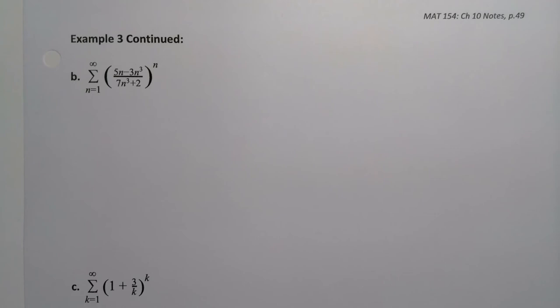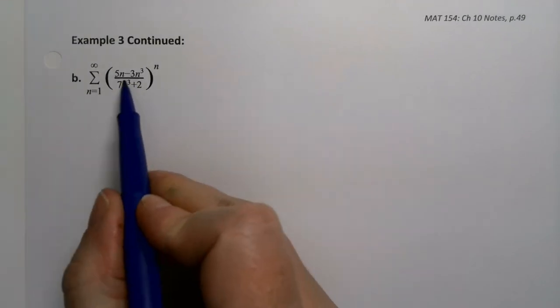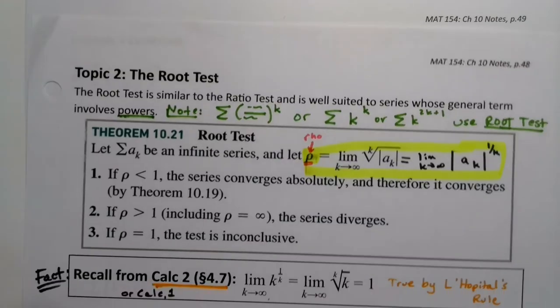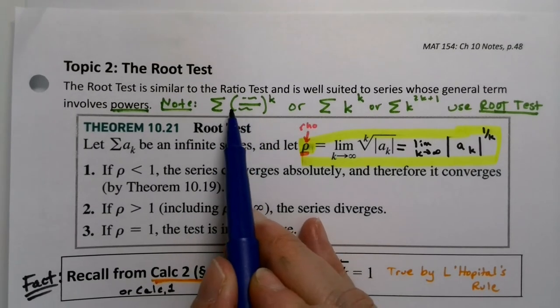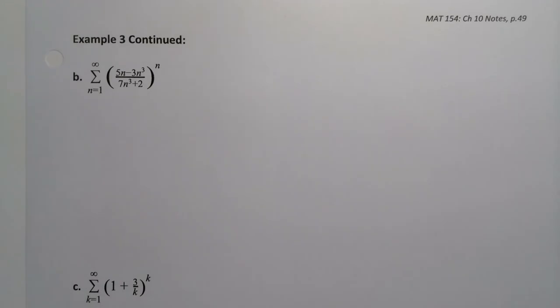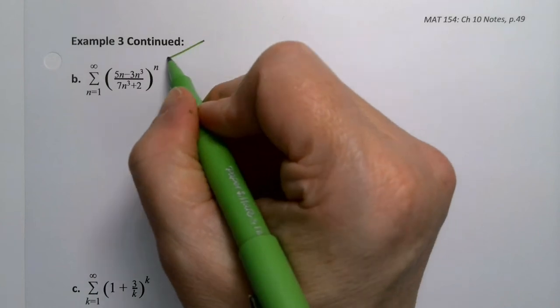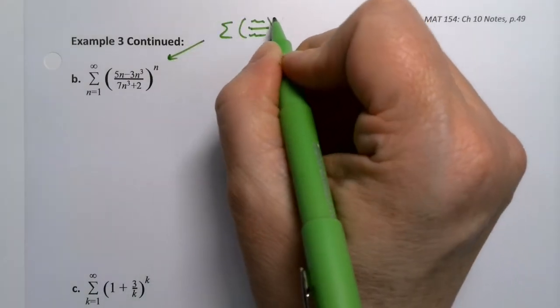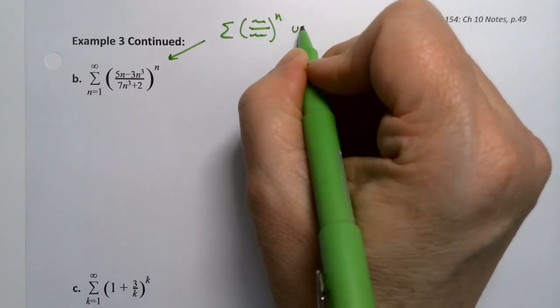All right. So you see what I mean? When you have a big old fraction to the n power, that's what I meant when I wrote this part right here, right? A big old fraction to the kth power. That's what we're looking at. So it's a red flag. You want to use the root test. So this big old fraction to the n power, use root test.